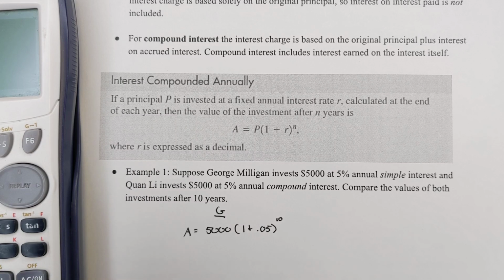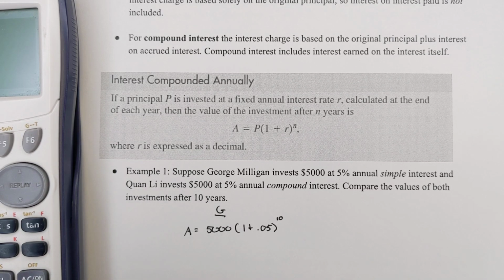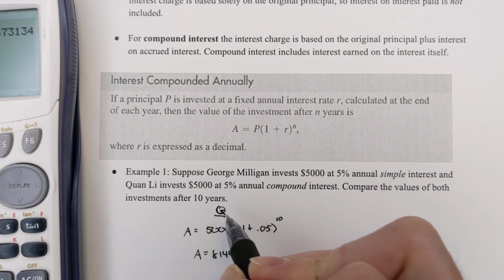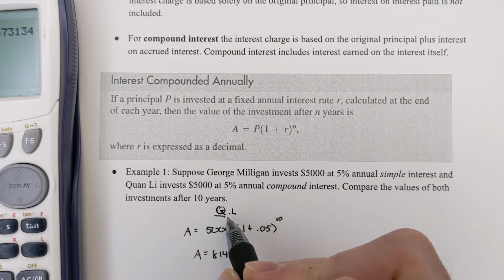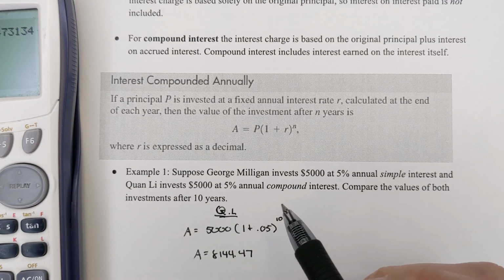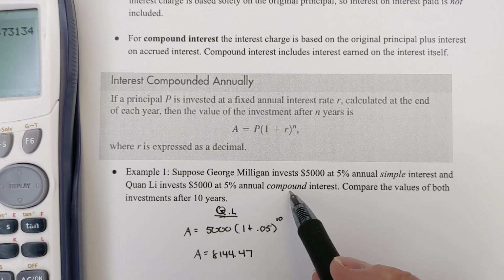Oops. 1.05 raised to the 10th. So this comes out to be 8144.47. Okay, yeah, this is actually Quan Lee's here. Interest on interest at the end of each year, so compounded interest.